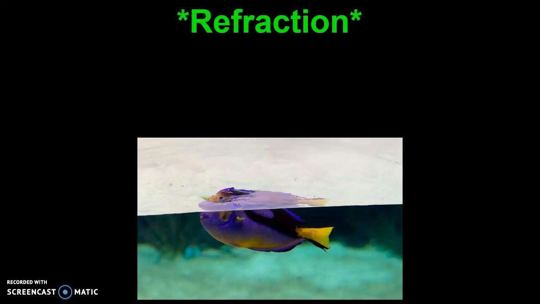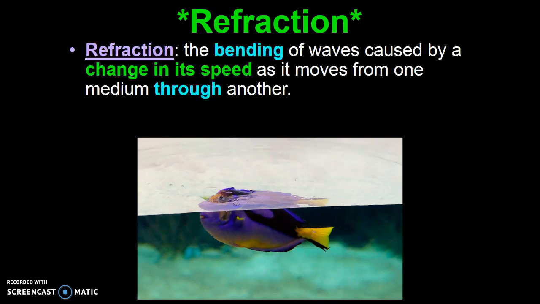Okay, next concept, refraction. Again, think about where you may have seen this in the station activity. Okay, that fish looks kind of interesting, right? Does that fish have 2 tails? Okay, obviously not. You guys have all seen this before. Now, why does it look like the fish has 2 tails? The reason is because of refraction.